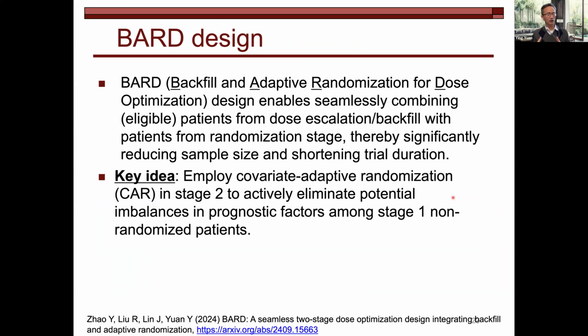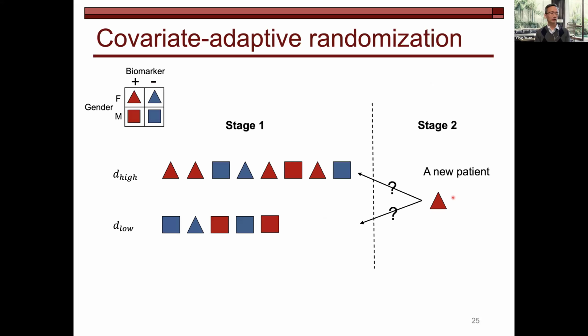Given that, how can we address this issue? We want to minimize sample size and recycle those data, but at the same time, we want the data to be as unbiased as possible, to mimic randomization. So the key idea here is that we can use covariate adaptive randomization in stage 2 to actively eliminate potential imbalance in prognostic factors among stage 1 non-randomized patients. I call the design BARD, and it allows us to seamlessly combine and also obtain high quality data.